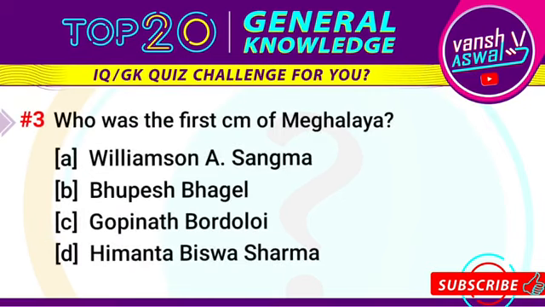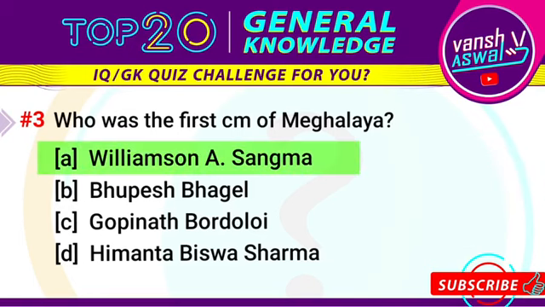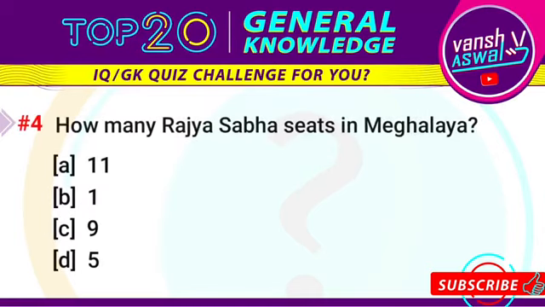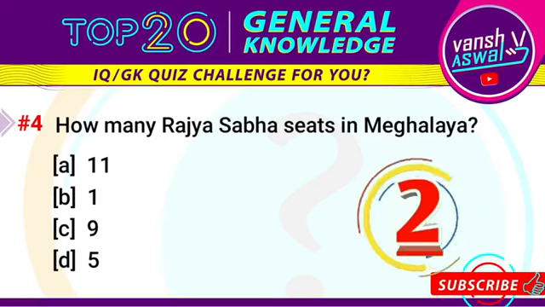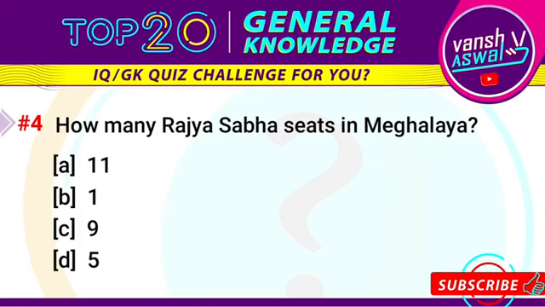Our third question is, who was the first CM of Meghalaya? Right answer is Williamson A. Sangma. Our fourth question is, how many Rajya Sabha seats in Meghalaya? Right answer is one seat.